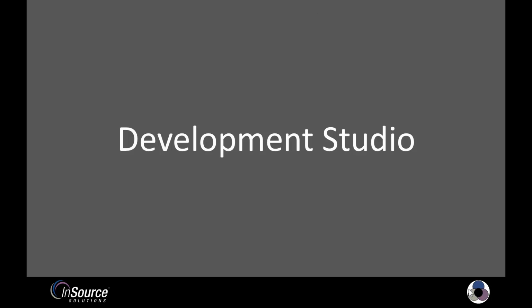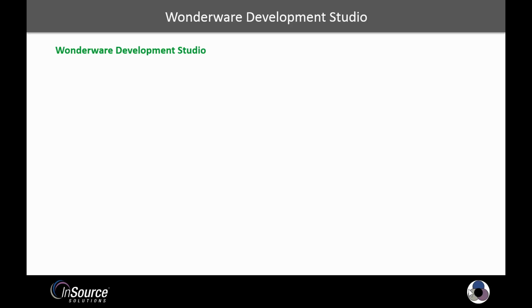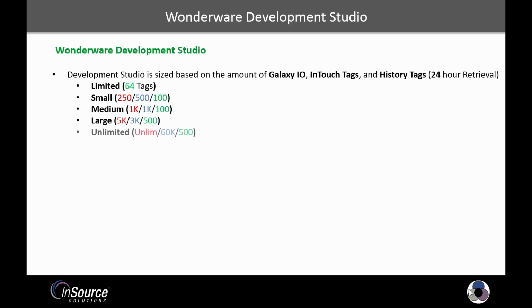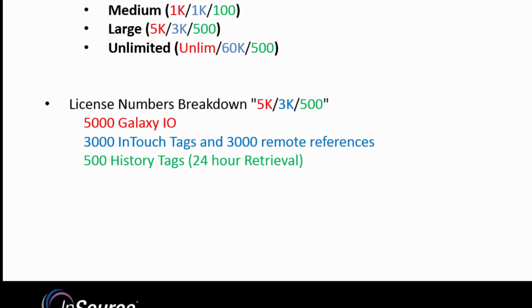So now, in order for us to develop an application, whether or not it's System Platform or InTouch, we need to have a development studio. A development studio license comes in a variety of sizes: limited, small, medium, large, and unlimited. And as we can see here, they're split up into 3 different numbers. What do these numbers actually mean? The first number is based on Galaxy I/O. If we're developing a System Platform Galaxy, this allows us to develop up to 5,000 I/O points, or in other words, 5,000 connections to PLC tags or addresses.